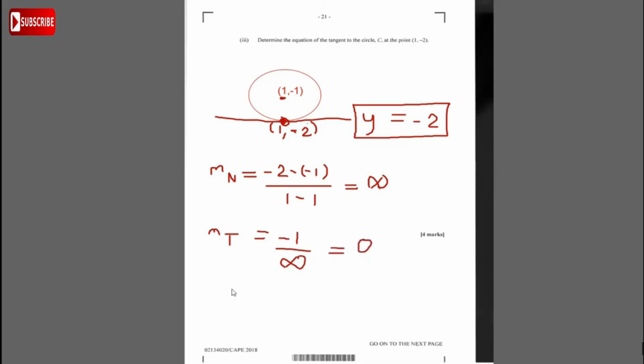If the gradient of the tangent is 0, then the equation of the tangent is y minus the y value. So it's y minus minus 2, which is y plus 2, is equal to the gradient of the tangent, 0, into x minus 1. And so what you're going to get now is 0 times anything is 0. And so y is equal to negative 2. But just by sketching the circle, you could see what is going on. So it's very imperative that we sketch the circle always. Nice.